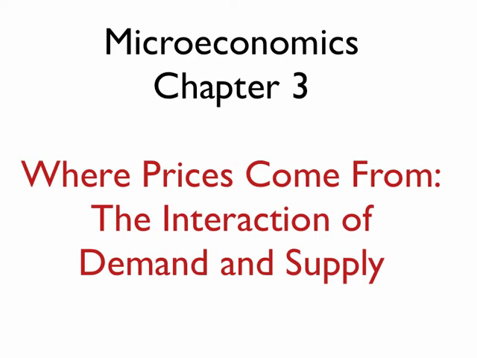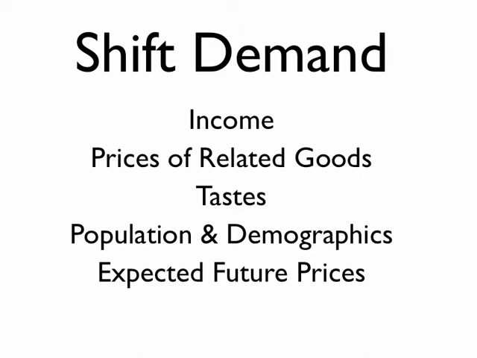Welcome to Chapter 3. We were talking about supply and demand, where prices come from, the interaction of supply and demand. If you recall, a shift in demand can be caused by 5 different factors: a change in income, prices of related goods, a change in tastes, population and demographics, and expected future prices.